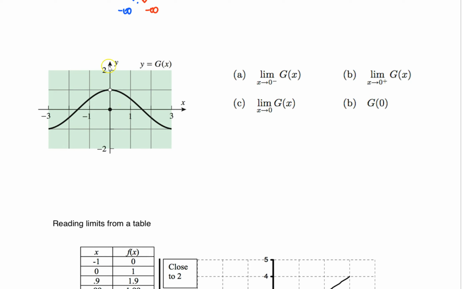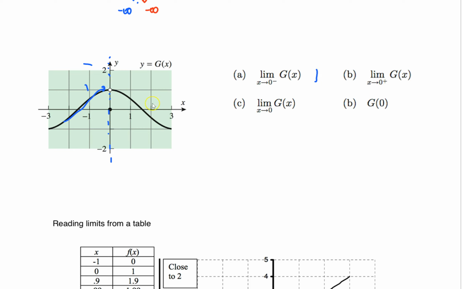So look, here we're looking at the limit as x approaches 0 from the left. Again, here's my graph. Now we're trying to get to 0 from the left. So follow your graph. It's going toward 1.